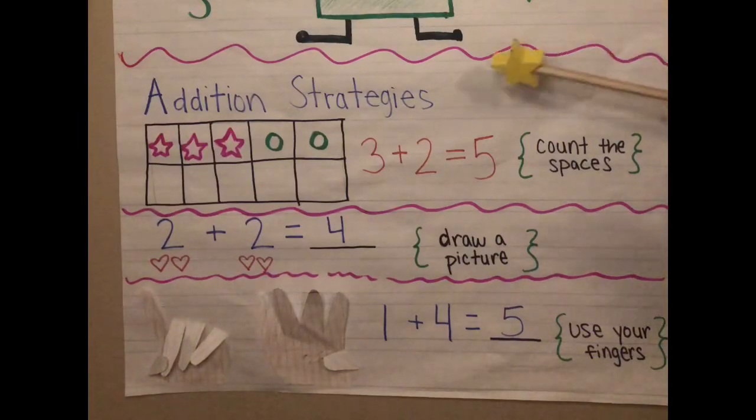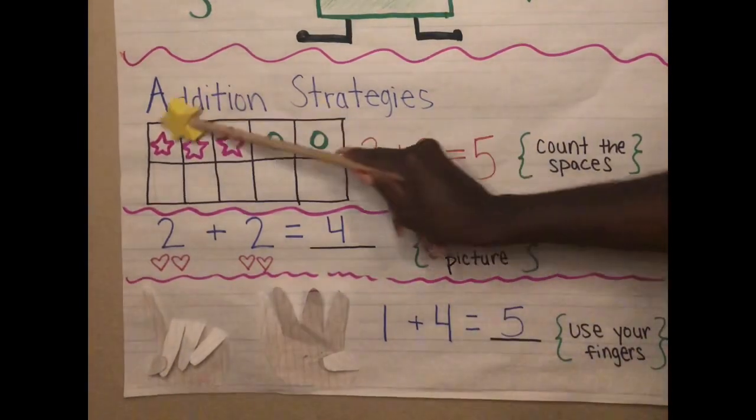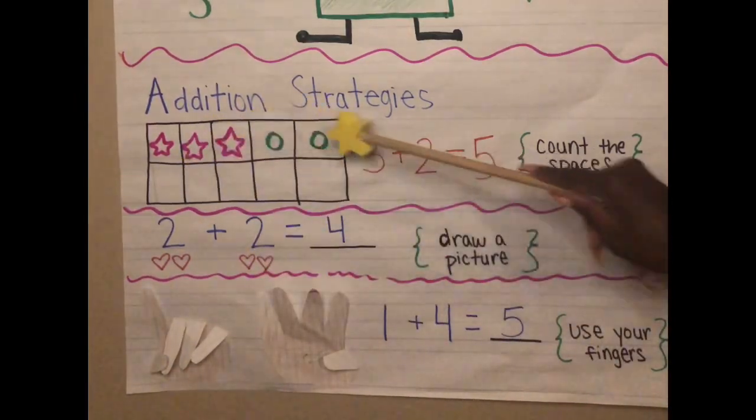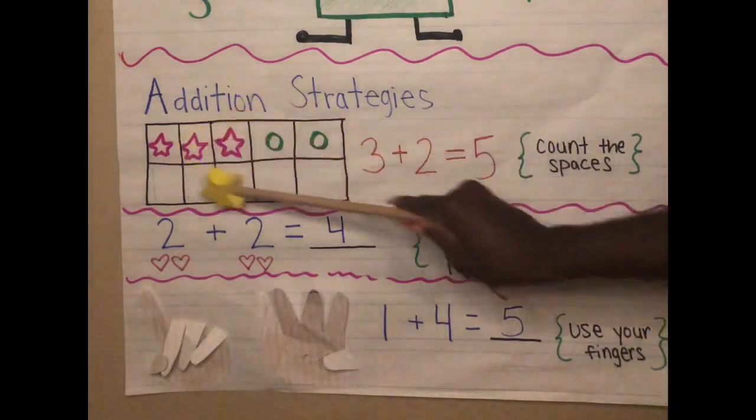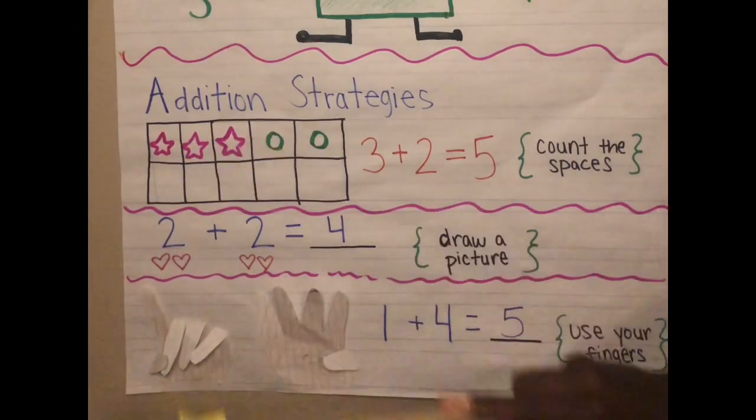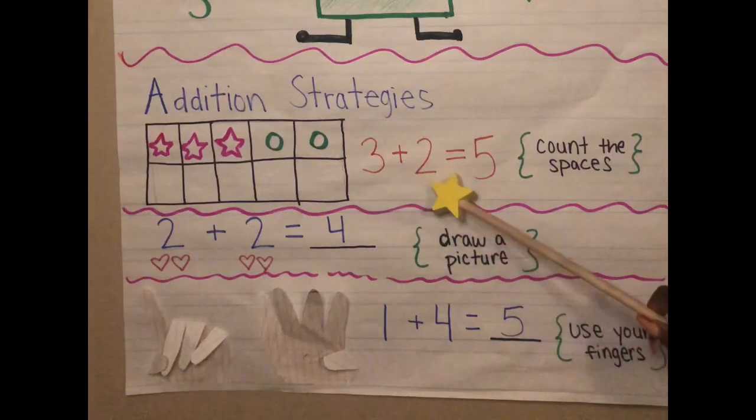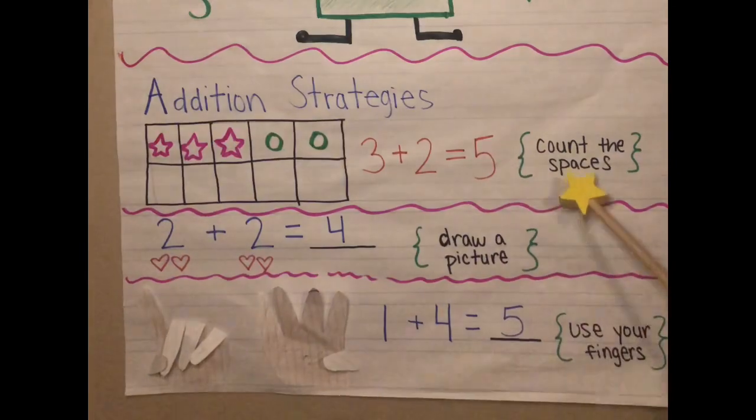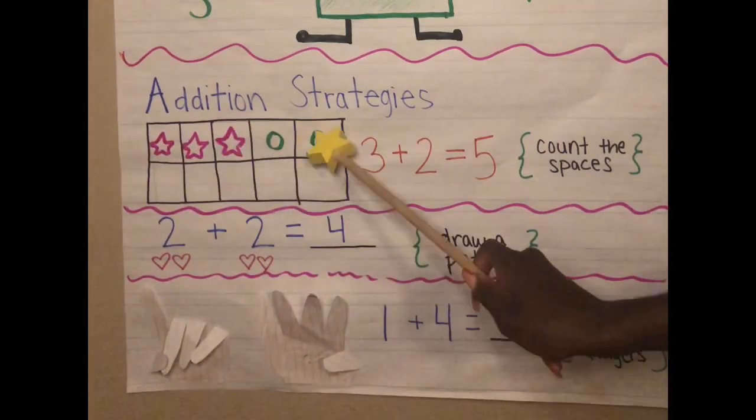Some of our addition strategies that we're going to talk about today is our 10 frame. Our 10 frame helps us to add things, because if it's a 10 frame, only 10 objects can go inside of it. So right here we have 3 stars and 2 circles. So we would say 3 plus 2 equals 5. And we know it's 5 because we count the spaces. 1, 2, 3, 4, 5.